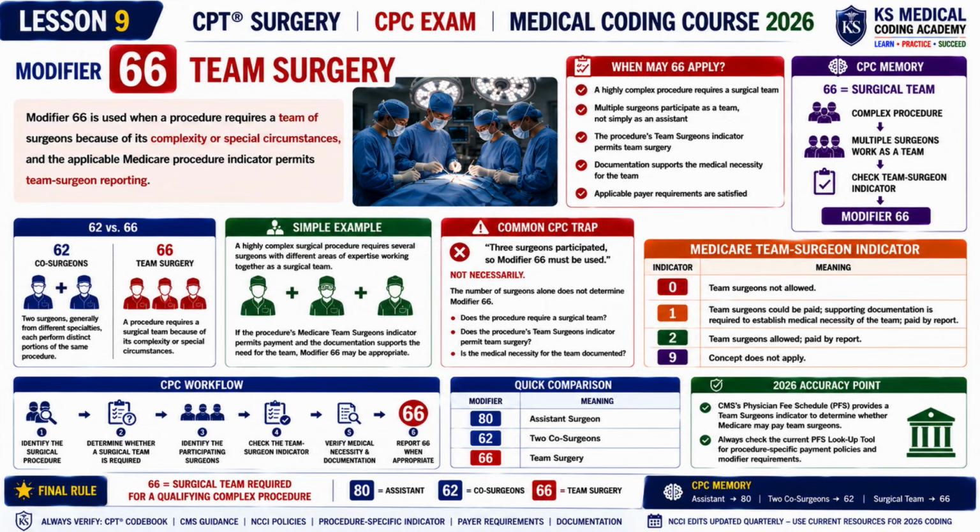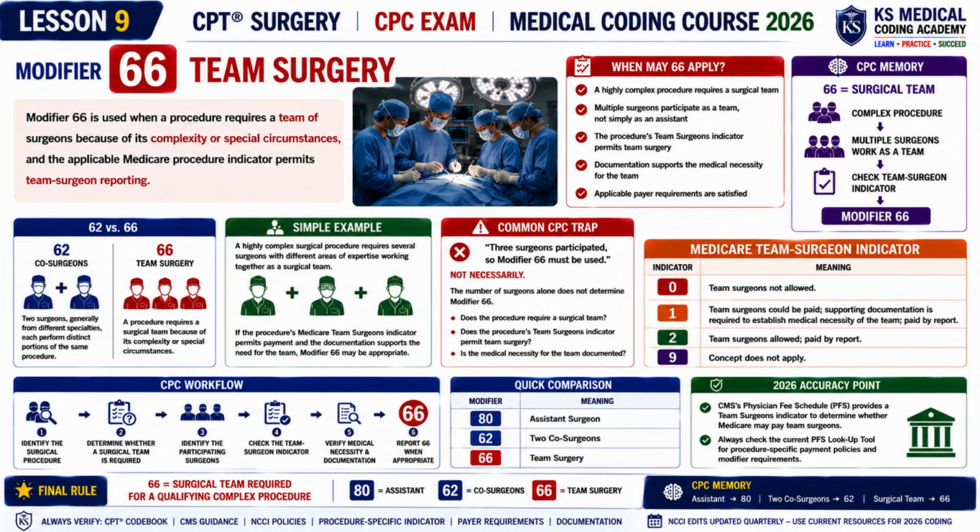Now let's learn about Modifier 66, team surgery. Modifier 66 is used when a procedure requires a team of surgeons because of the complexity or special circumstances of the procedure, and the applicable requirements for team surgeon reporting are satisfied. The key memory is 66 equals surgical team. Think of a highly complex procedure where multiple surgeons work together as a surgical team, rather than one surgeon simply assisting another.